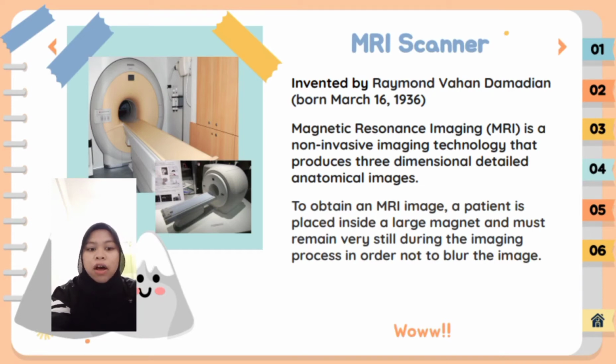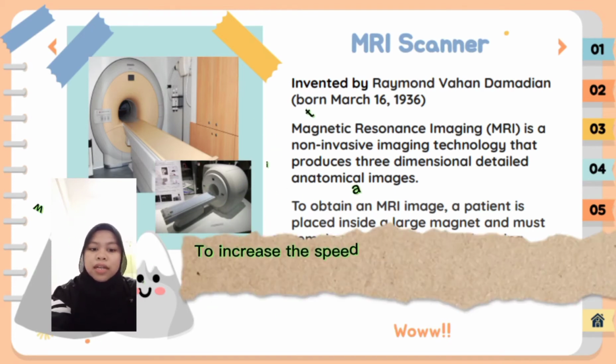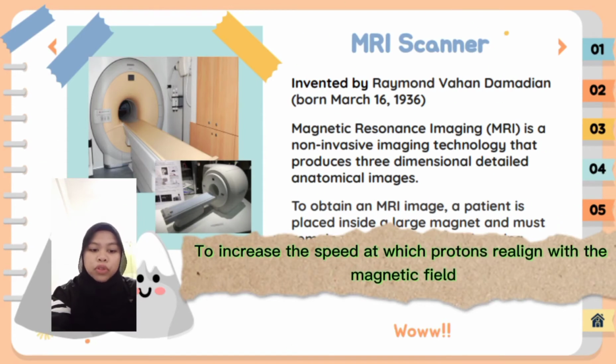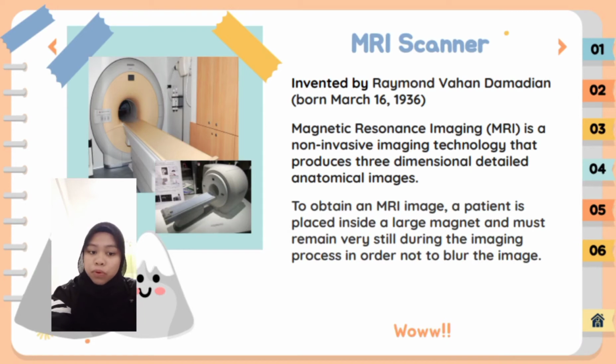Contrast agents, often containing the element gadolinium, may be given to a patient intravenously before or during the MRI to increase the speed at which protons realign with the magnetic fields. The faster the protons realign, the brighter the image.